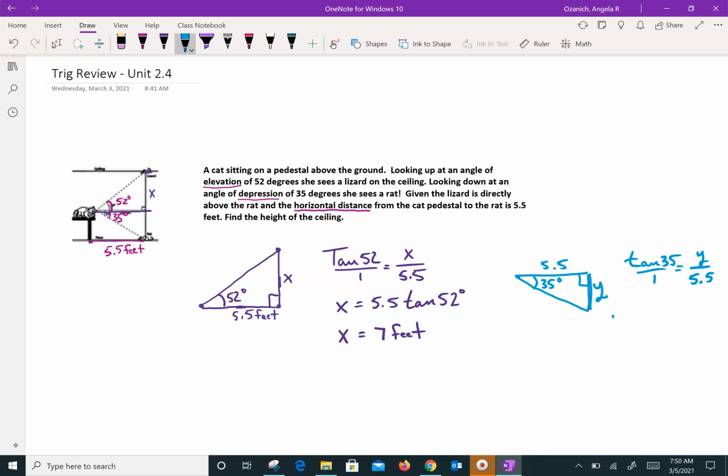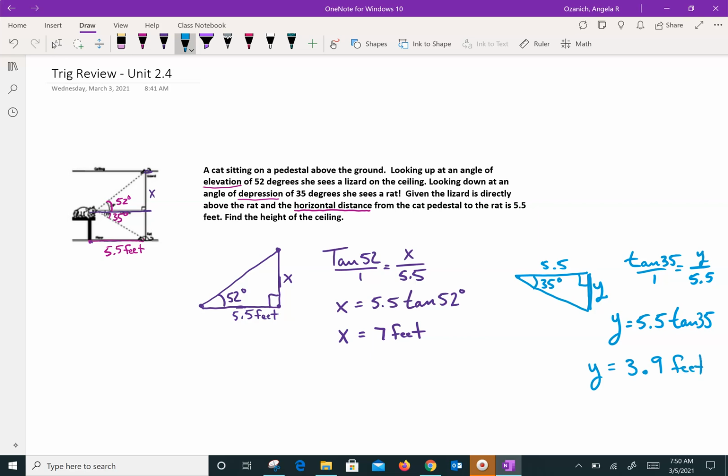Okay, and again we get 1 times y is equal to 5.5 times the tangent of 35. You guys probably already have this answer written down, so now you're just double checking to make sure I do it right. Right? Guys out there, you got this. Okay, 3.85. So to the nearest tenth, maybe 3.9 feet.